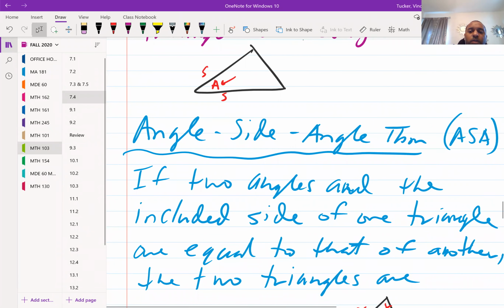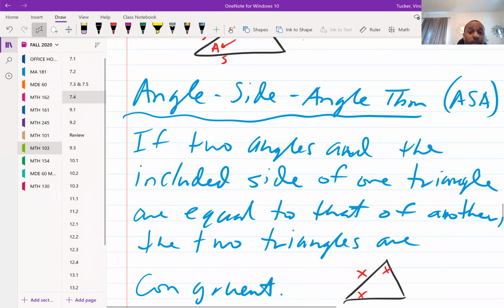Good. Okay. So the next one is angle side angle theorem. The two angles, and let me clean that up, and the included side of a triangle are equal to those of another, and the two triangles are congruent. So we're talking about the angle, side, and then that angle. So two angles and their included side. If they're equal, then the triangles are congruent.